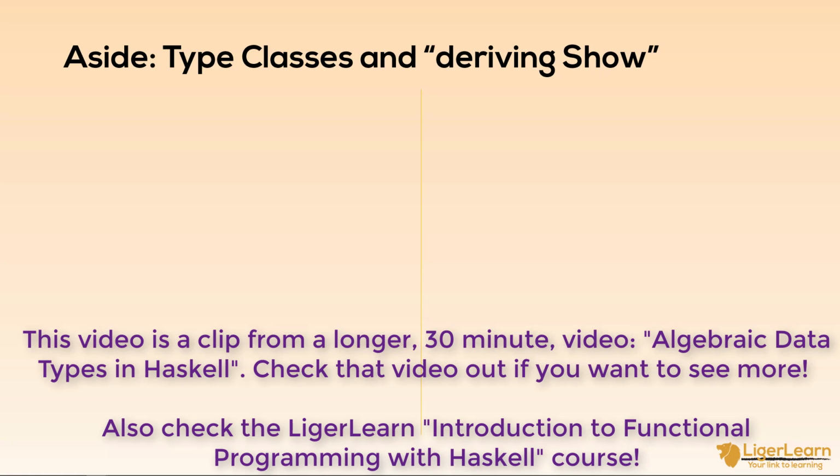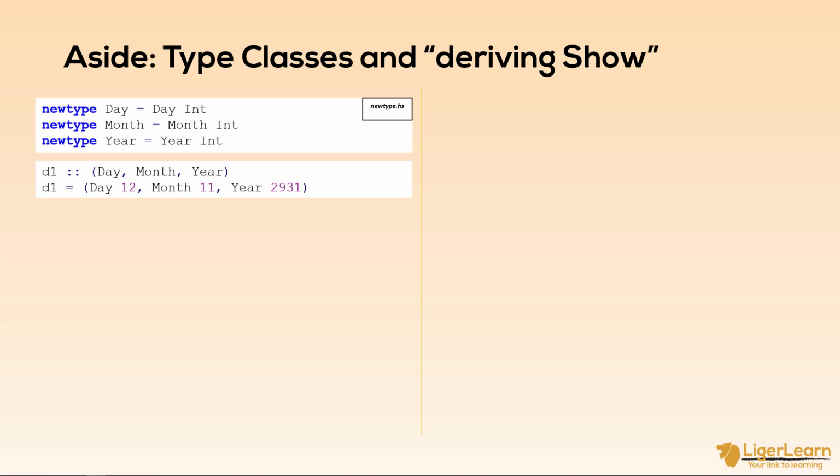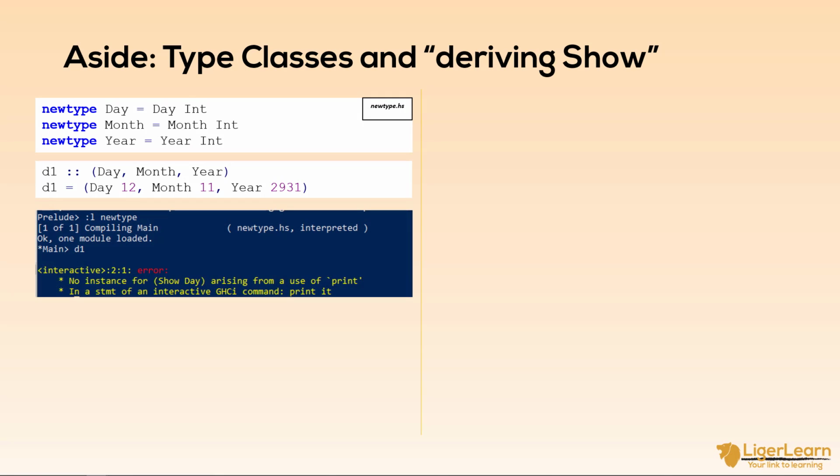We are going to take an aside here for a few minutes whilst I try to explain one of the problems a beginner might face whilst being introduced to Haskell. We previously defined three new types: day, month, and year. Now let's say we want to explore this in GHCI, so we load our code and everything compiles and looks good. But if we try to see the value of D1 in GHCI, unfortunately we see an error. The error states that there is no instance for show day. What exactly does that mean?